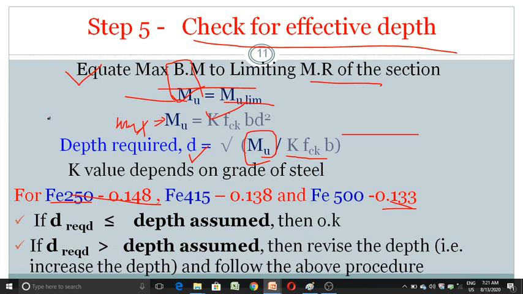Suppose your d required, the minimum depth required, is less than the assumed depth, that is what we assumed in the first step, then it is okay. If not, if your d required is greater than the assumed depth, then we have to revise the depth and follow the above procedure. So this is what you have to check: the effective depth with respect to the minimum effective depth required for the given bending moment.